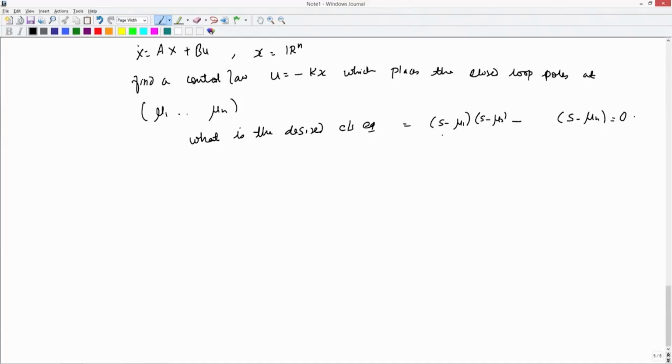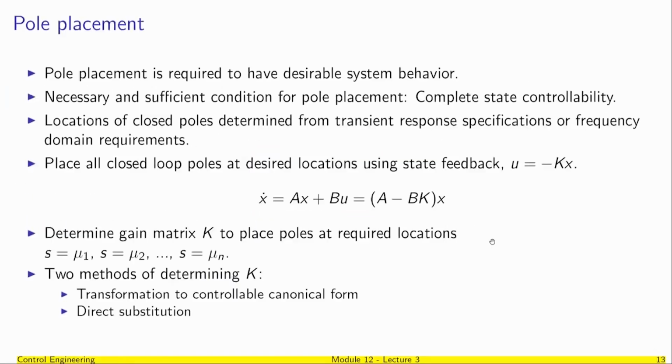Okay. I know all these numbers, right, I know all the mu's. So, I have a polynomial in s power n with all the coefficients known to me. On the right hand side, I would have unknowns in terms of k1 till kn. So, I just equate this to the characteristic equation which I get by determinant of S I minus A plus B k. Okay. Let us write this down a little more formally now.